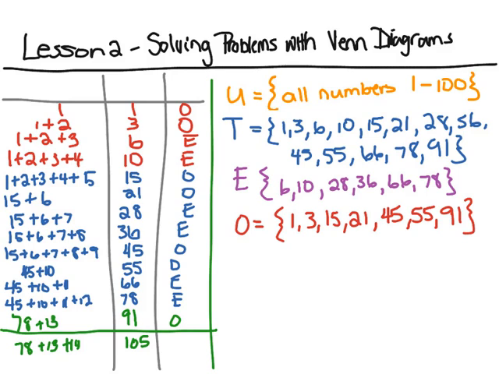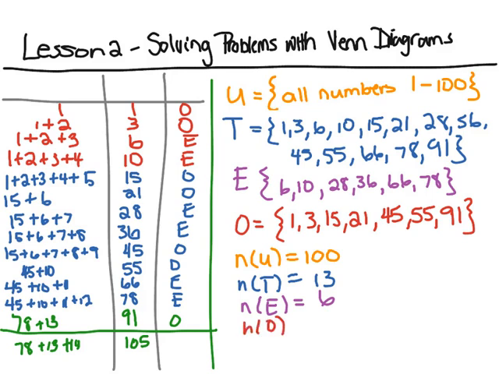Now for part C, we want to determine the number of items in each set. So let's find the number of U. Since it's all numbers from 1 to 100, it is 100. The number of triangular numbers between 1 and 100 is 1, 2, 3, 4, 5, 6, 7, 8, 9, 10, 11, 12, 13. Our number of even numbers is 1, 2, 3, 4, 5, 6. And our number of odd triangular numbers is 1, 2, 3, 4, 5, 6, 7.